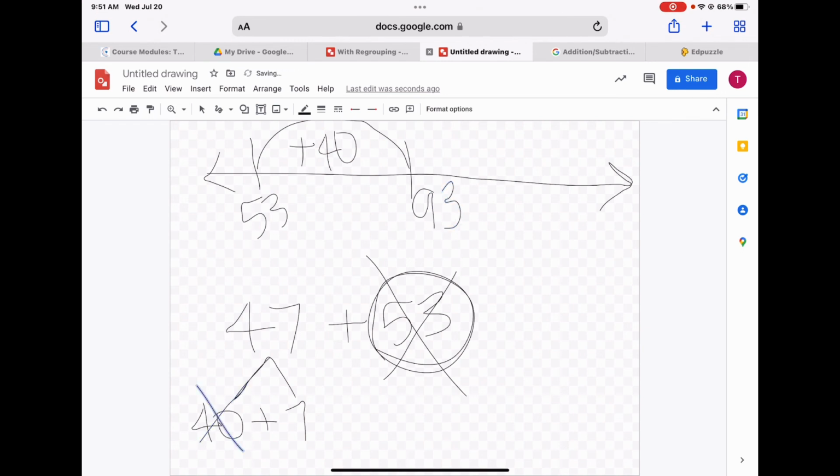So I mark out my 40. Now, I can come down here and I know that I can add 7 to 93. Now I can count my ones, or if I have my facts memorized, I know that 7 plus 3 will give me 10. So if I add 7 to 93, then that will land me at 100. So 47 plus 53 is 100.